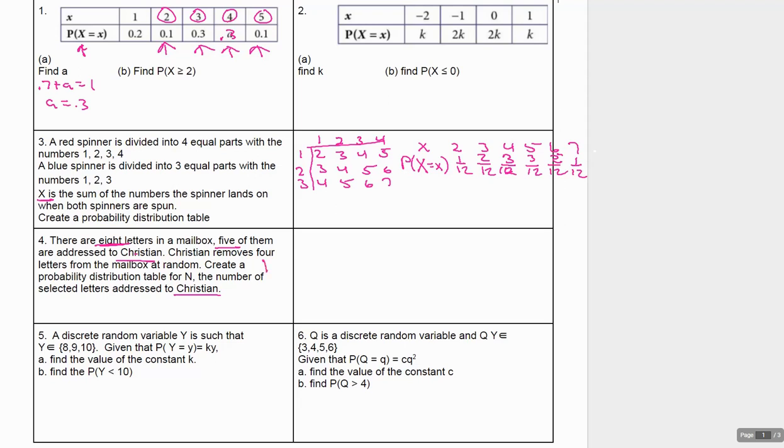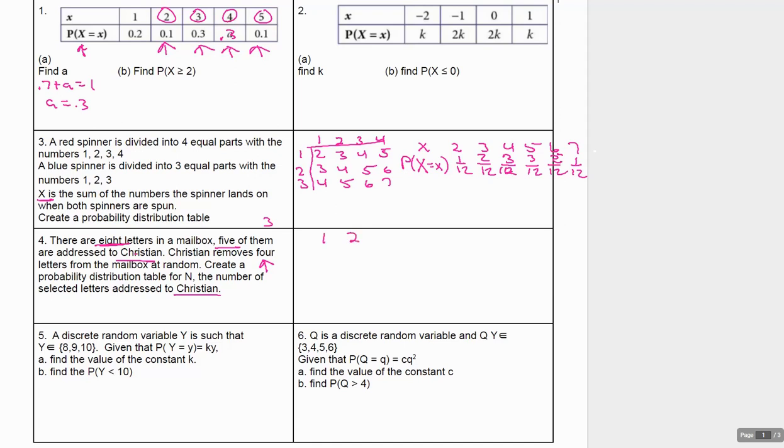What are the possibilities? If N is the number of letters addressed to Kristen, if I'm pulling out 4: 0, 1, 2, 3, and 4. Is it possible that there's 0? No, because it's more than half. If you think about this, there are 5 for him and 3 not for him. So if I'm pulling out 4, 0 isn't an option. But what is the lowest option? 1. It is possible there's only 1.